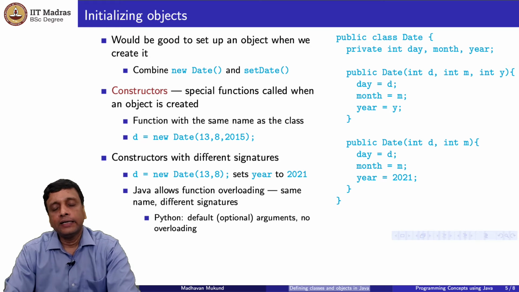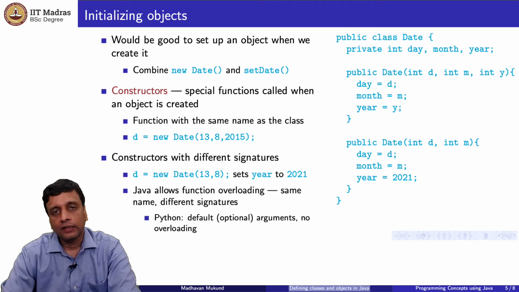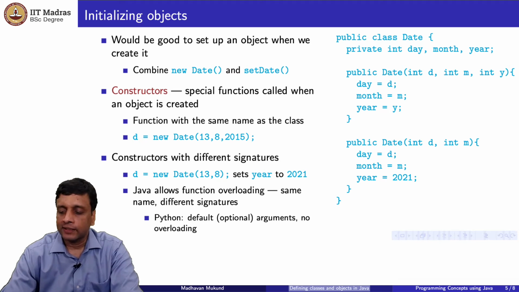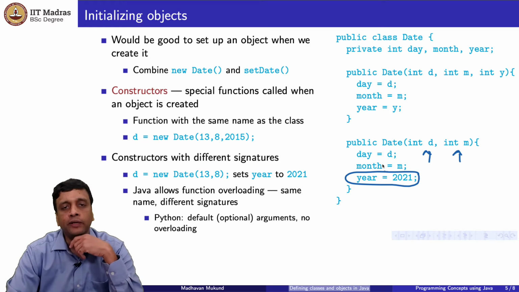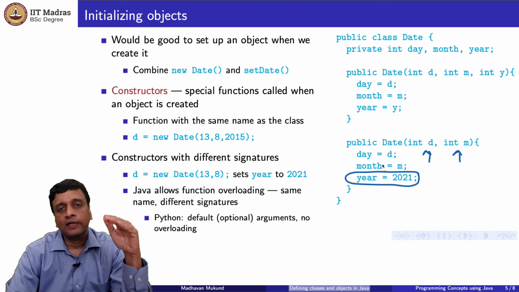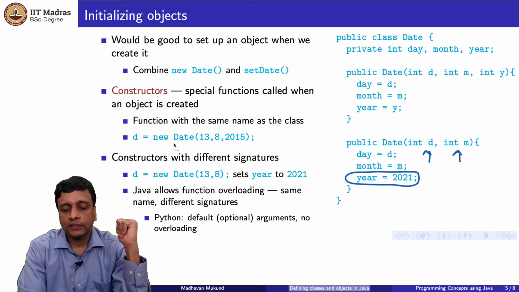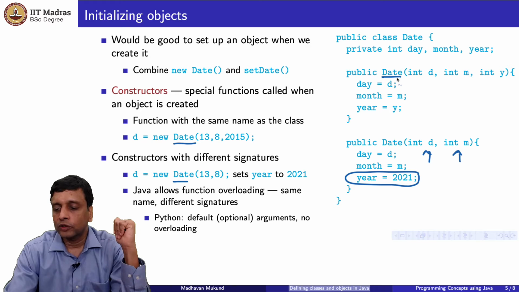Now, one interesting thing about Java is that it allows you to have multiple types of constructors. Here is another constructor where you just specify the day and the month, right? And implicitly it sets the year to be 2021. So this is something where one of the values is set to be a default value and only 2 values are provided. So there are 2 different functions, right? And internally also they have the same name.